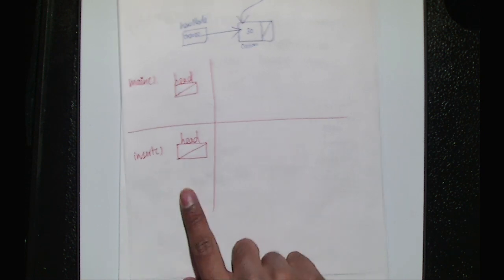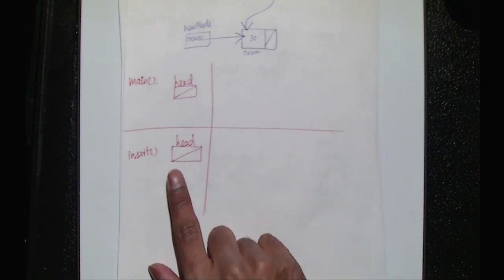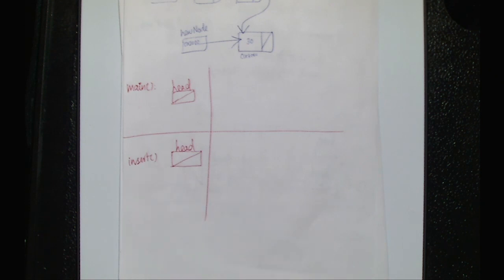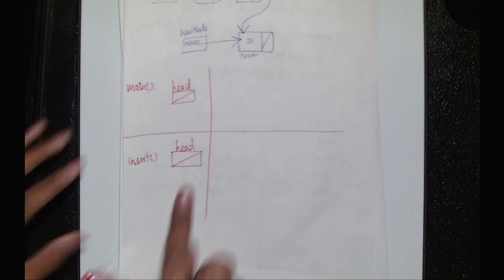This is very important here. Okay, this is very important to understand here. When we just passed the value of head to insert, we just have a new variable called head inside insert's stack frame. Okay, and that is also pointing to null.